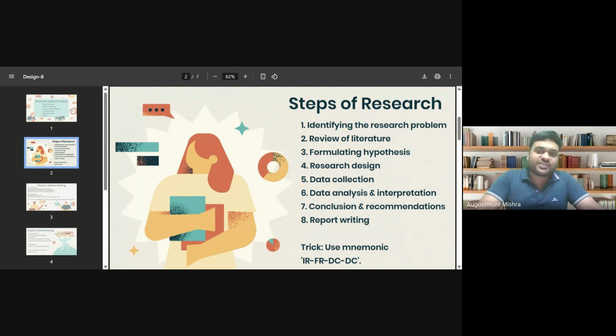During the review of literature, you are going to do all these things. The main sources of literature review are books and journals. These two things are very important. In both cases, especially in journals, there is a gap of 2 or 3 years between the completion of a research project and the publication in the journal.